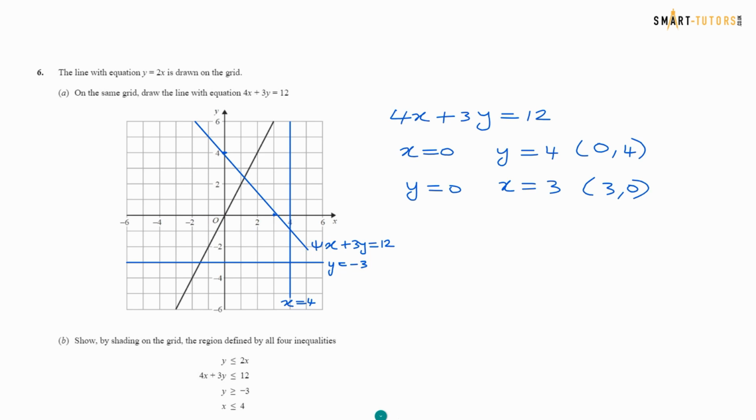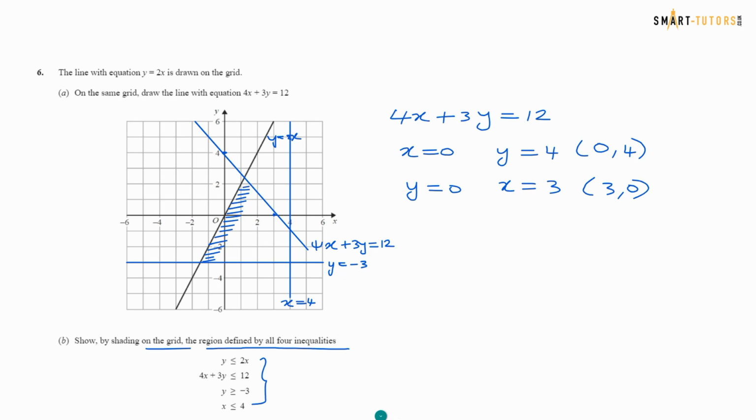Now you need to show by shading on the grid the region defined by all 4 inequalities. So y less than or equal to 2x. This black line is the y equals 2x line. Less than means y is pointing to the small side, so below the line. So I'm going to shade below this line.